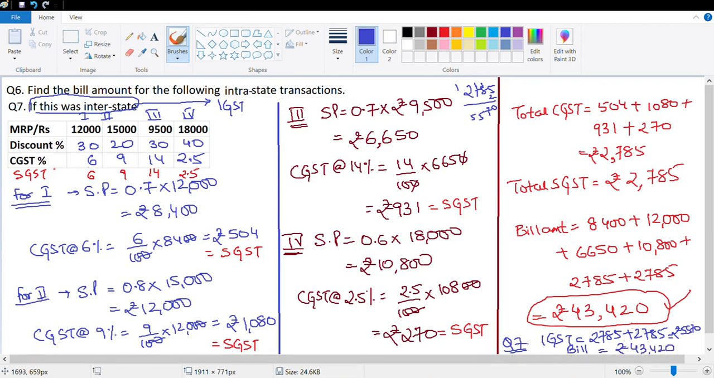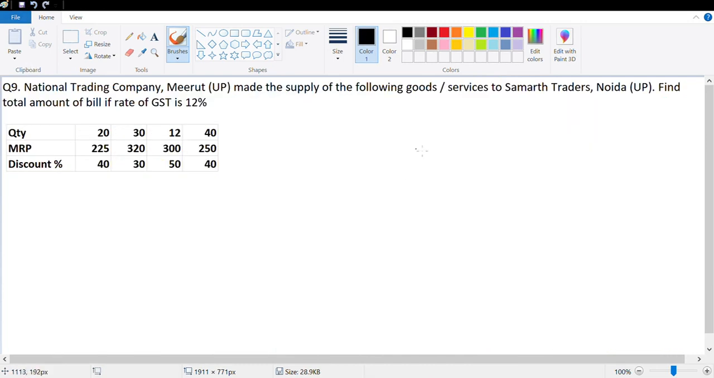So I hope you notice that there is no difference between an interstate and an intrastate. The only difference is that in an interstate it's called IGST, whereas in an intrastate there are two components, CGST and SGST. The bill amount will obviously remain the same as long as the CGST rate and the SGST rate are the same. Okay, let's look at the next question. The next question that we do is question number 9.